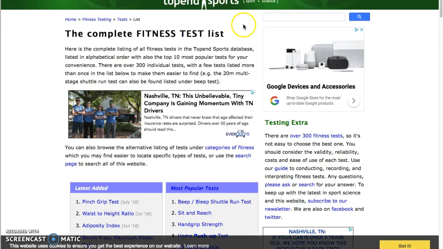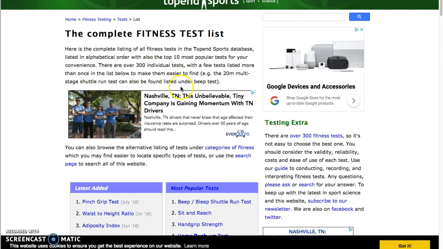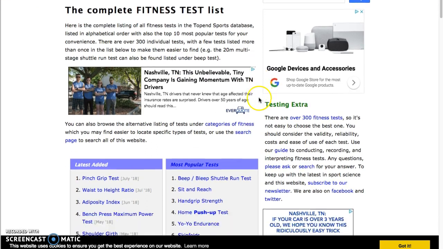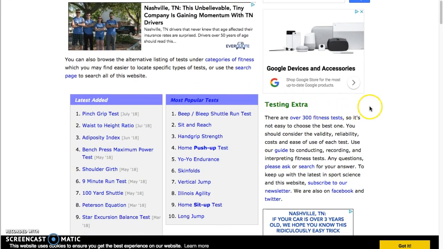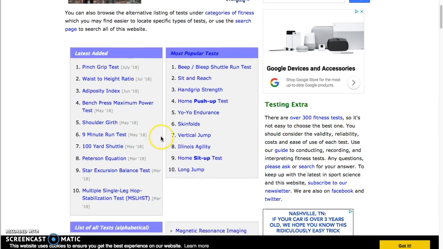So Top End Sports gives you tons of different testing. As you start to develop ideas on what you may want to test, you can actually come here and get good ideas or good baseline tests. As you can see here, there are 300 different fitness tests, and they're all categorized as well.